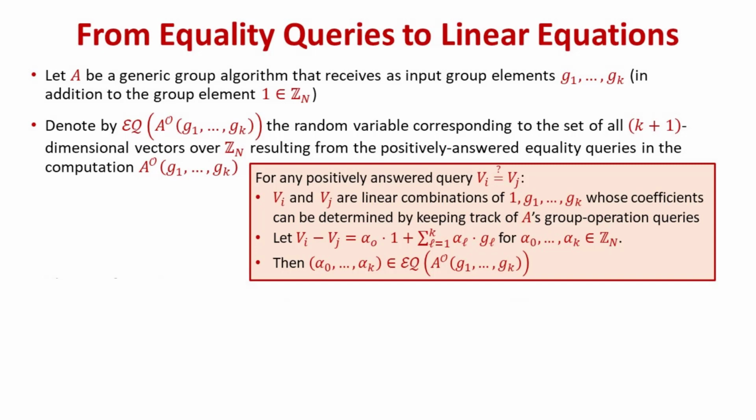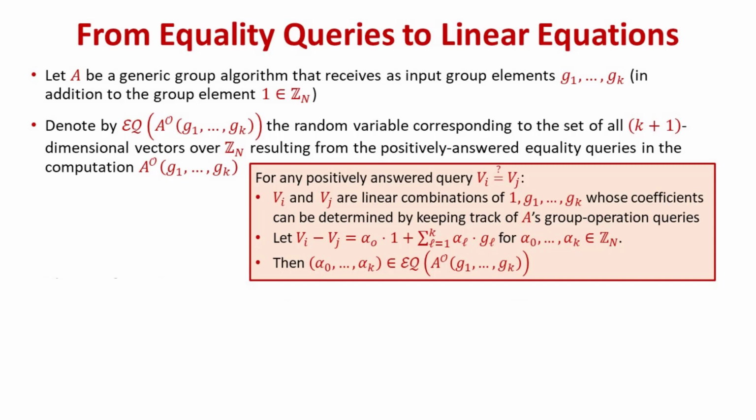For a generic algorithm A that receives as input group elements G1 to Gk in addition to the group element 1, we denote by EQ of the computation of A on G1 to Gk the random variable corresponding to the set of all k plus 1 dimensional vectors over Zn resulting from the positively answered equality queries in this computation.